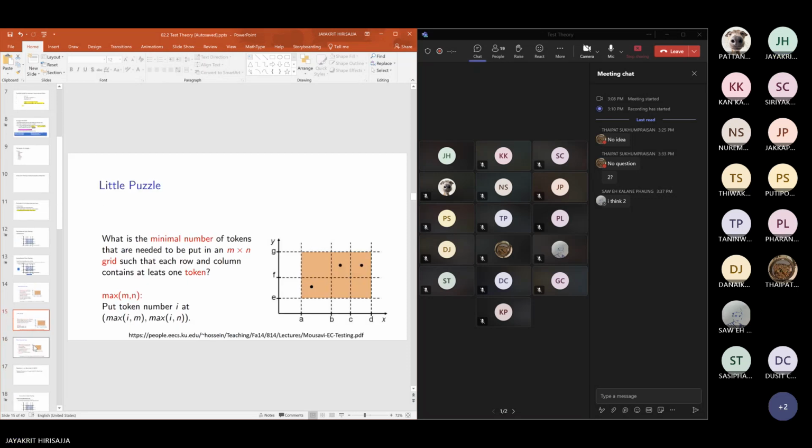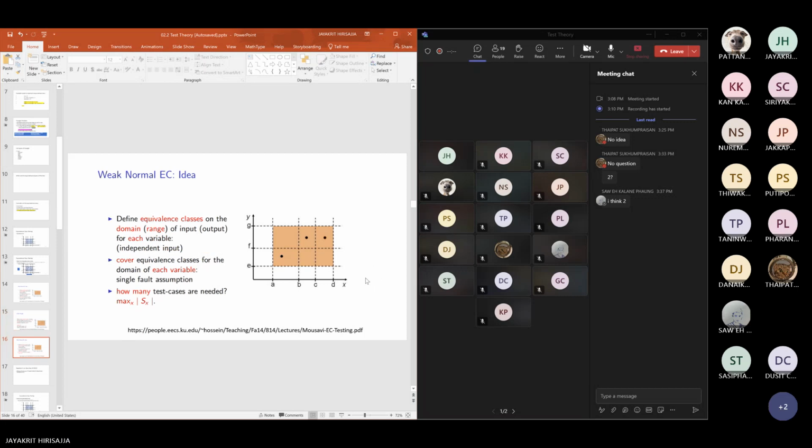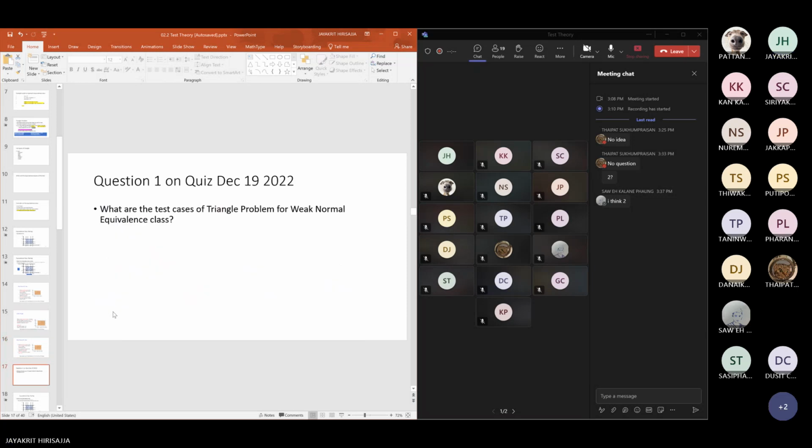Is this weak normal? This is the question. What should be the minimum number put into this area to get proper test coverage, and what should be the maximum number? And then, sorry, this is the whole slide.